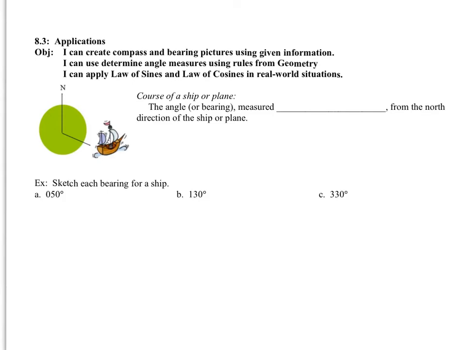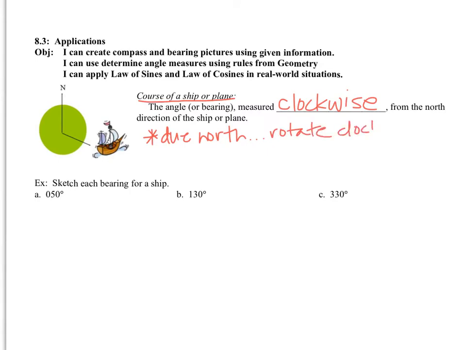The course of a plane or a ship is known as a bearing, or an angle in which the ship or plane rotates, and it's always measured in a clockwise direction. We start at the due north location, almost like 12 o'clock, and then rotate clockwise. So as you can see, that little ship is rotating down here to the right.